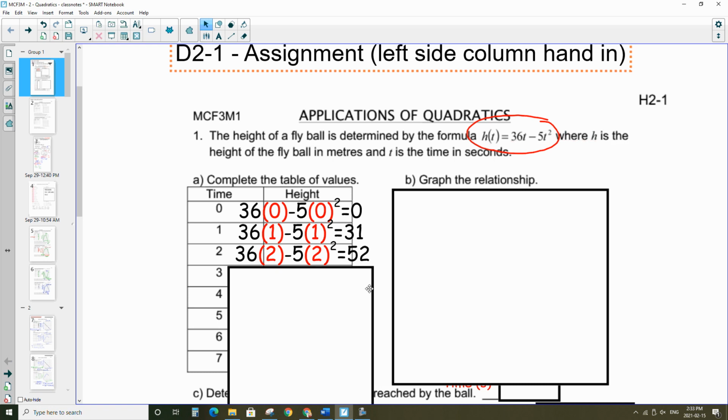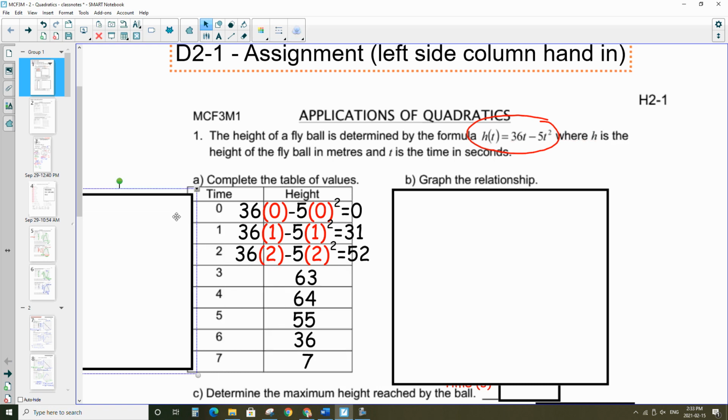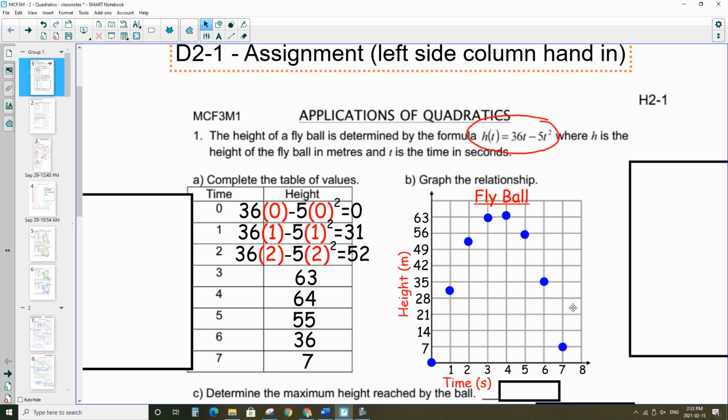So I went ahead and I did the rest of them for you, so make sure you have those on your sheet. And let's graph this information now. So I've created a graph. When you're creating your graph, make sure that you've got your axes labeled. So I've got time in seconds along the bottom. I went from 0 to 8 because we need to go from 0 to 7 at least. And then along the y-axis, I have my height in meters, so don't forget your units there.